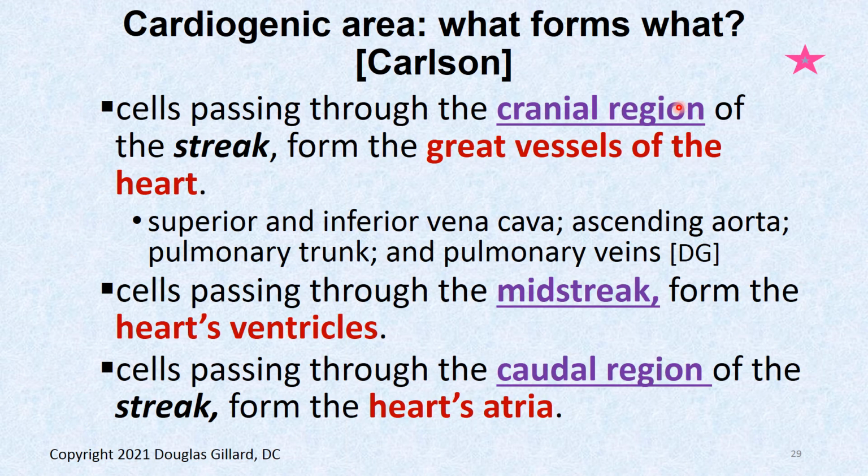So those are the great vessels. All right, then we have cells that pass through the middle portion of the streak. They form the heart's ventricles. And then cells that pass through the caudal portion of the streak and go forward, they form the heart's atria.